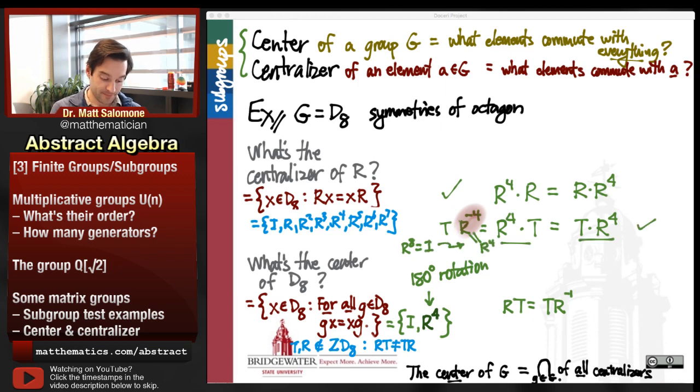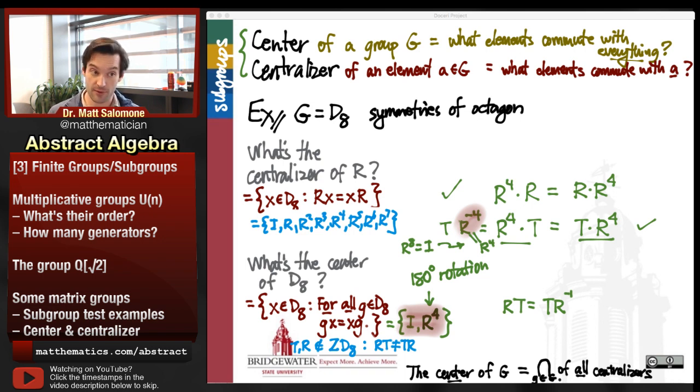And it turns out that because r to the 4th commutes with t and it commutes with r, and everything in this dihedral group can be written as a product of t's and r's, that means that r to the 4th commutes with everything as well. So that means that r to the 4th belongs to the center. My 180-degree rotation belongs to the center of this group.